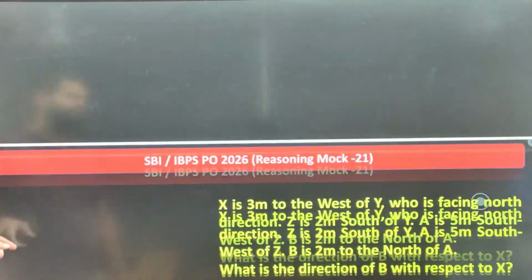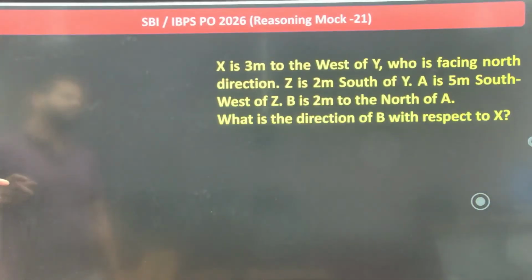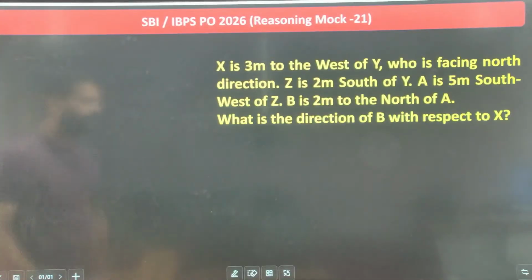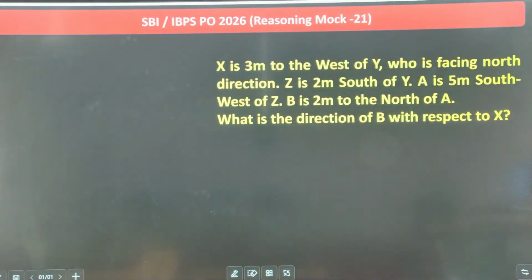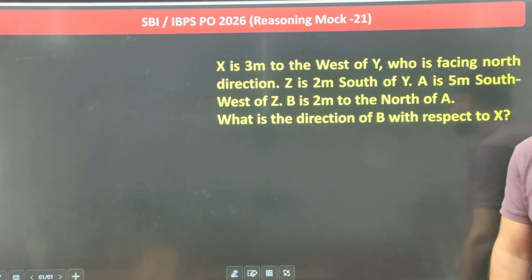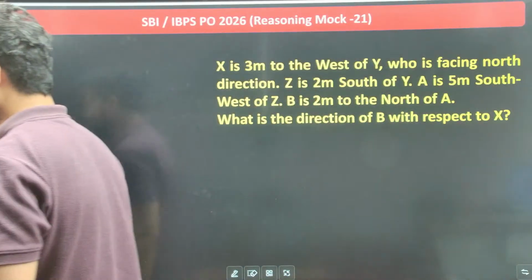Moving forward, check this out. Direction based. 4 to 5 questions I have brought today for direction and distance. Check these out. And of course, we have sitting arrangement and puzzles also. No need to worry about that.